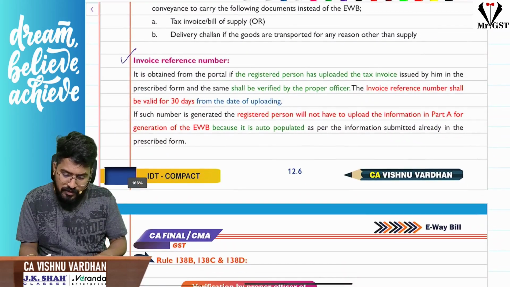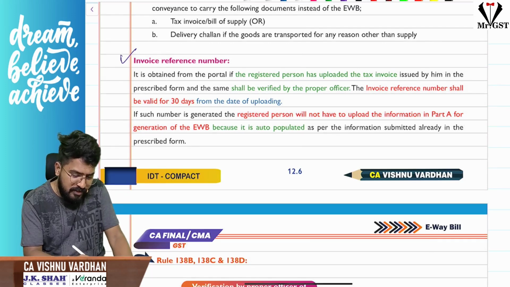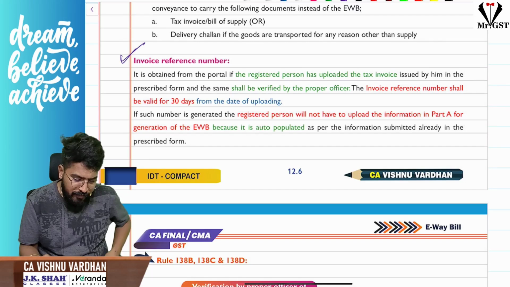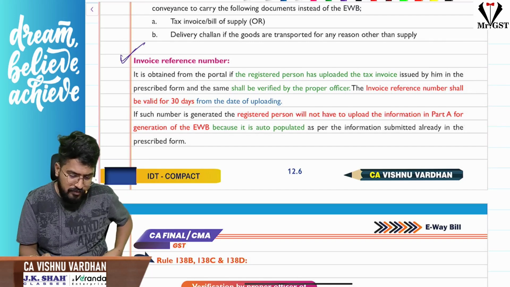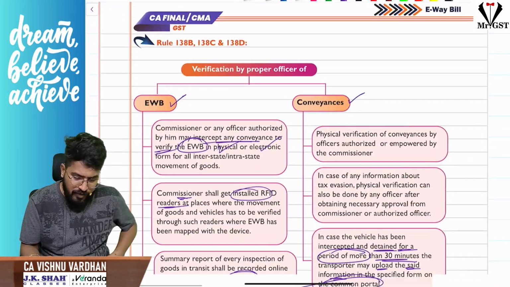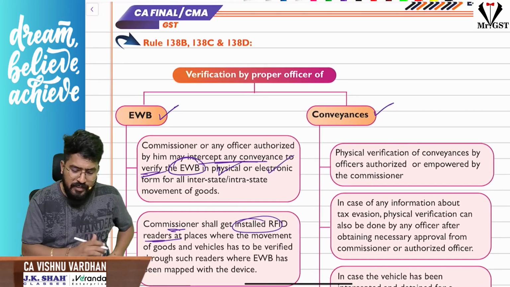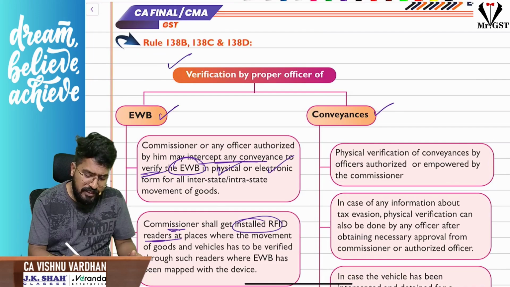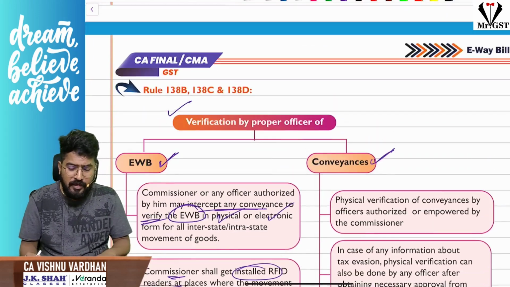Next, invoice reference number, all these things we have seen even in e-invoice. Rule 138B, 138C, 138D. If you see verification by the proper officer, what he can do, sir, he can verify the EWay bill or he can verify the conveyances.